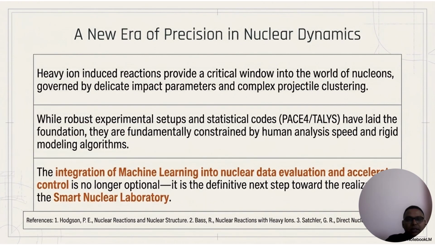A new era of precision nuclear dynamics. Heavy ion induced reactions provide a critical window into the world of nucleons, governed by their delicate impact parameters and complex projectile clustering. While robust experimental setups and statistical codes have laid the foundation, they are fundamentally constrained by human analysis speed and rigid modeling algorithms. The integration of machine learning into nuclear data evaluation and accelerator control is no longer optional. It is the definitive next step towards the realization of the smart nuclear laboratory.